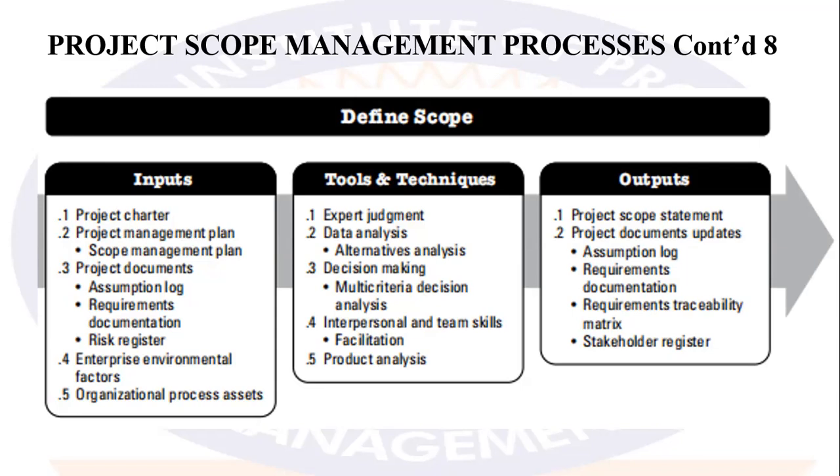On the output, we have the project scope statement, we have the project documents updates, we have the assumptions log, requirements documentation, requirements traceability matrix, and risk register. Did I say risk register? Sorry, stakeholder register rather.